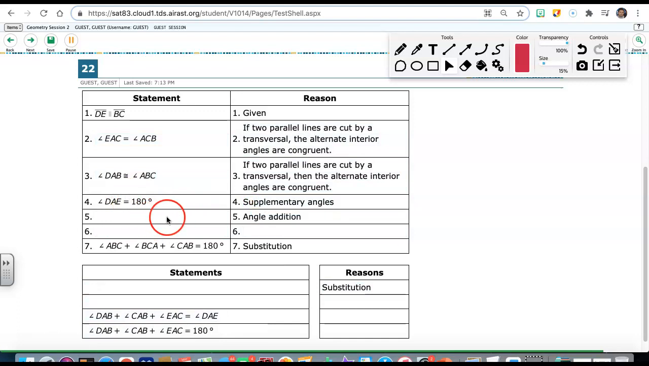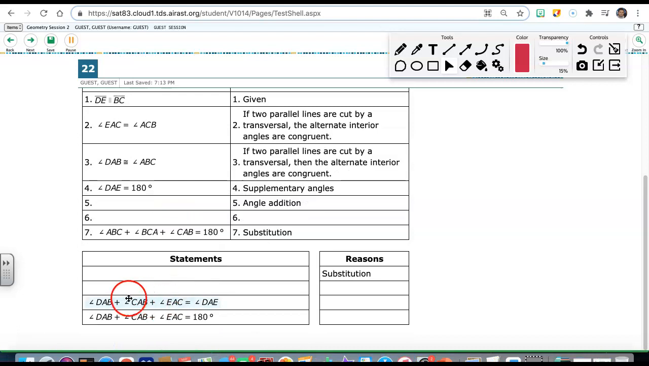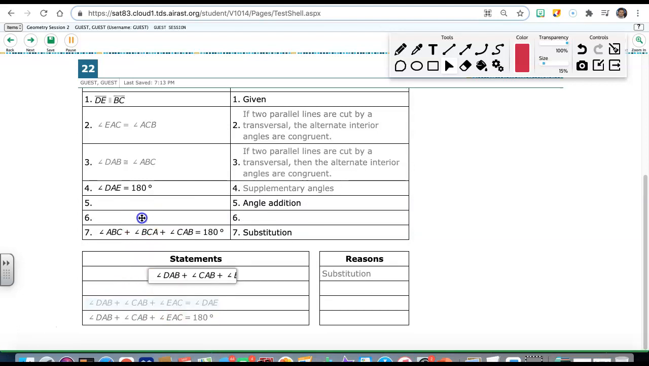Now we have angle addition. Angle addition. We're adding angles. Look, we're adding angles. That's it.